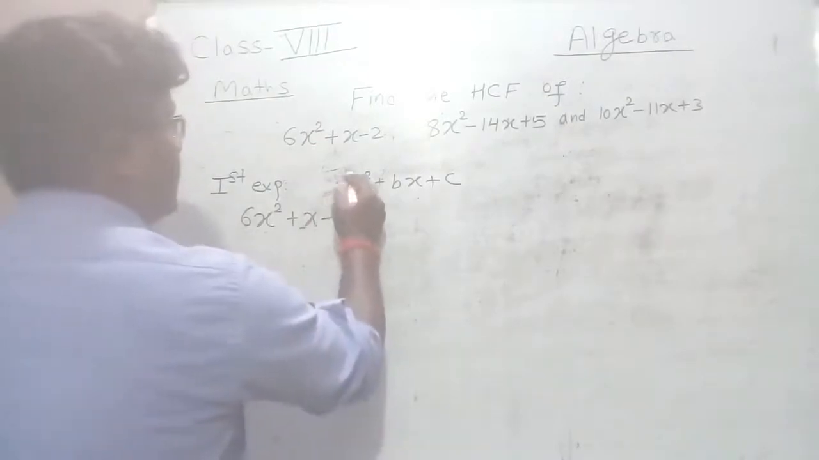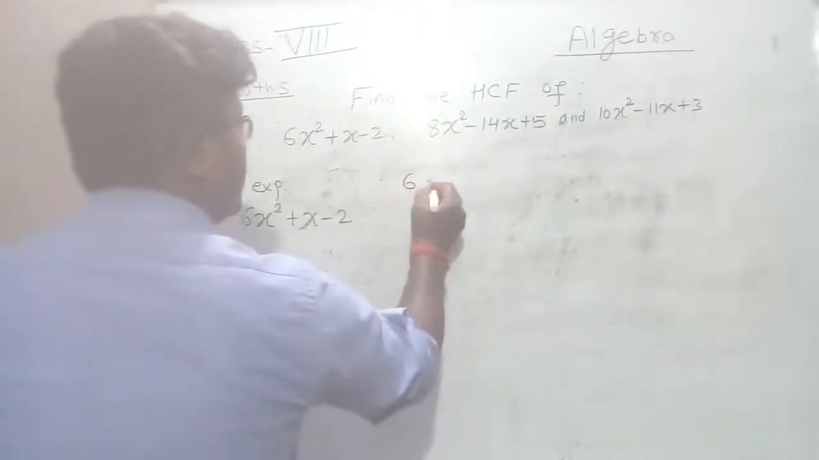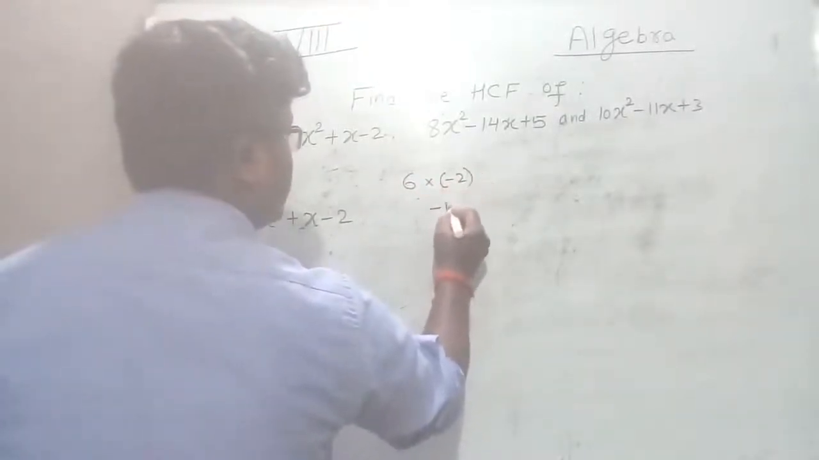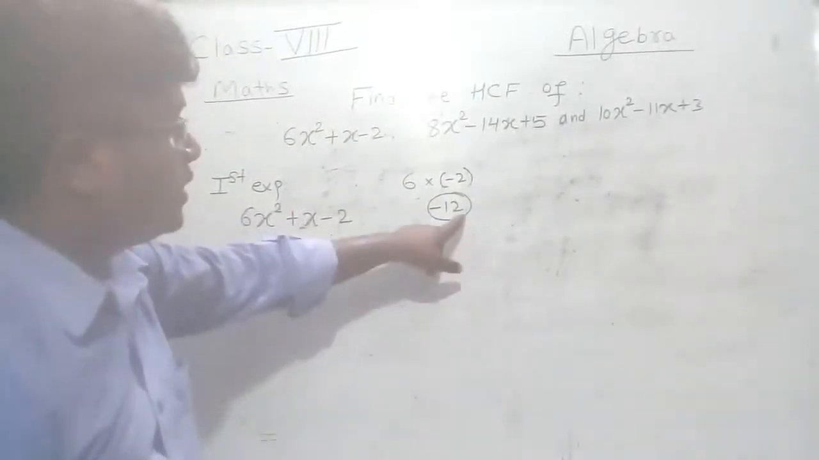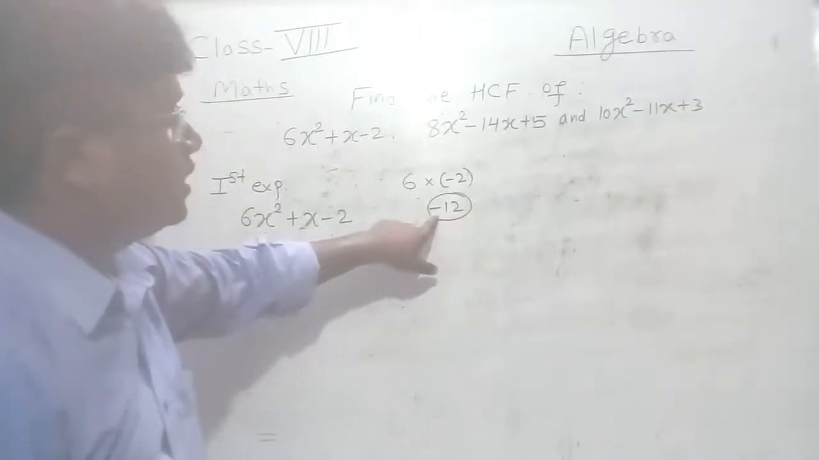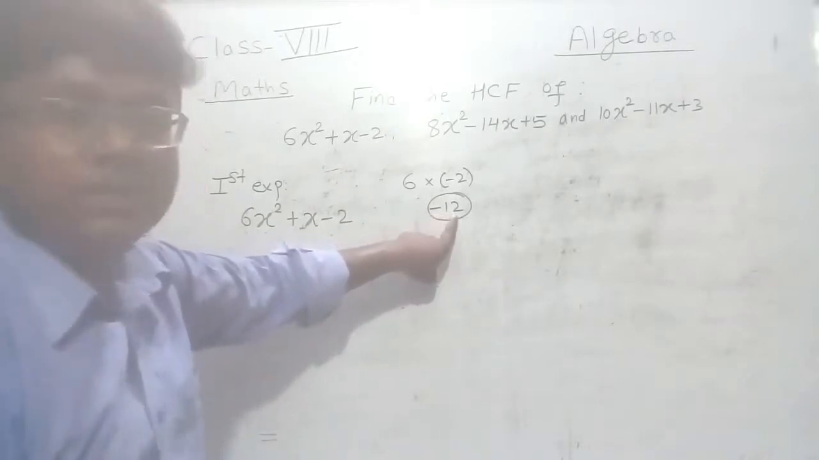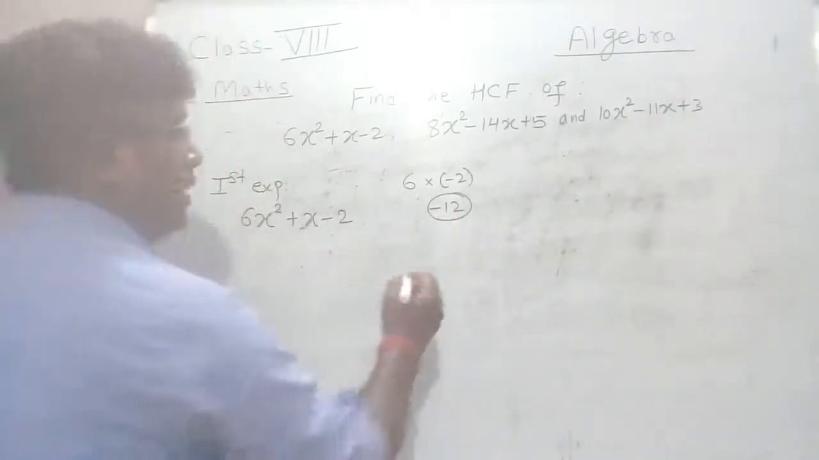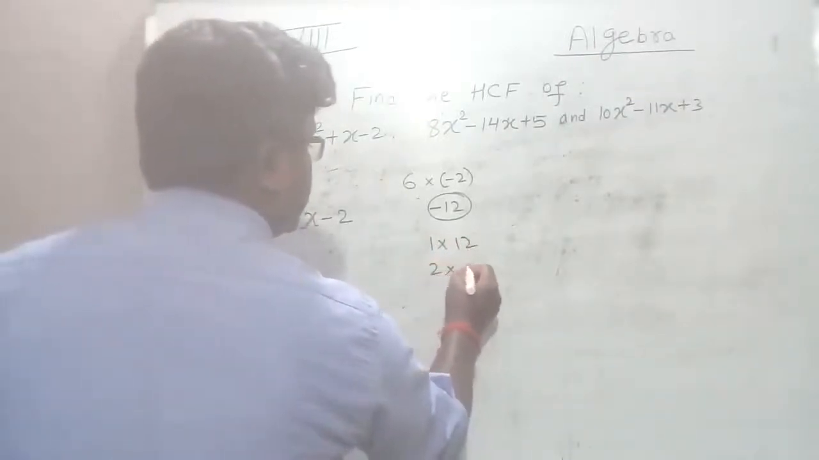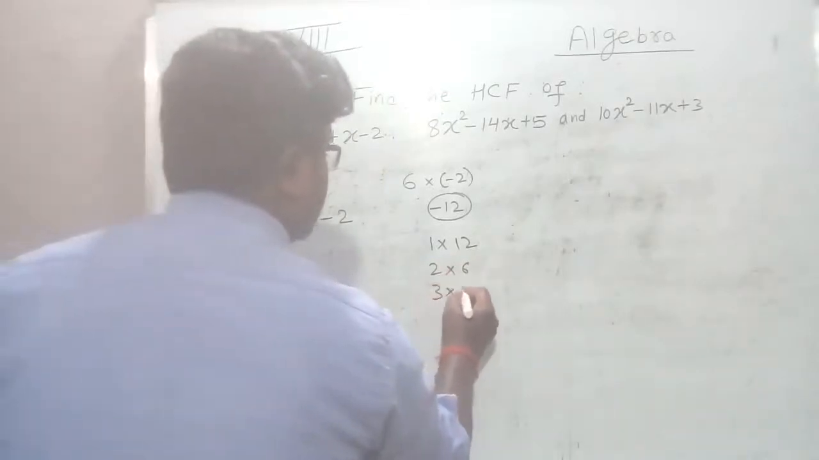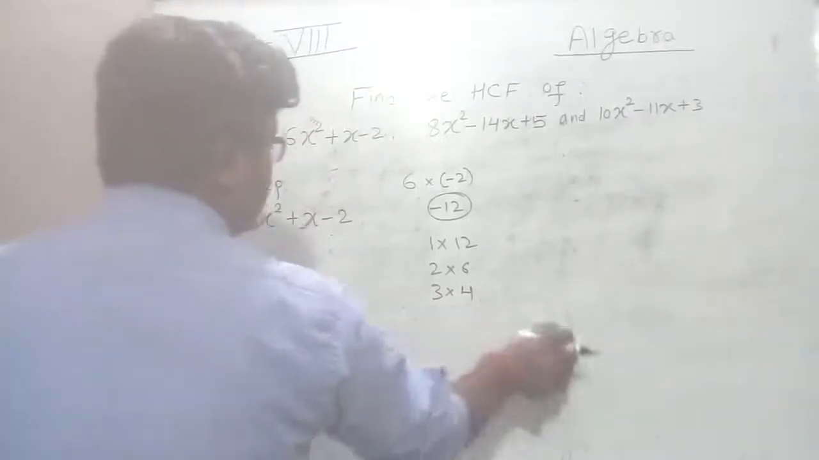So first we multiply a and c, that is 6 into minus 2, which is minus 12. The number is minus 12, but let's ignore the sign first and find the factors of 12. The factors of 12 are 1 into 12, 2 sixes are 12, 3 fours are 12, and 4 threes are the same as 3 fours, so we will not write it.